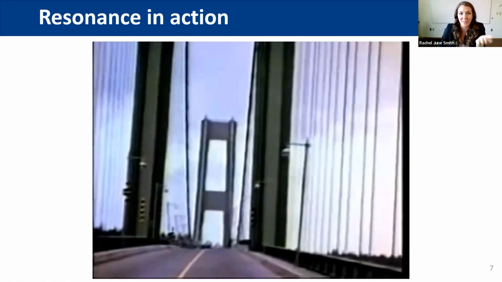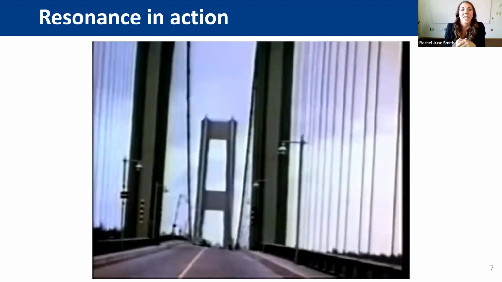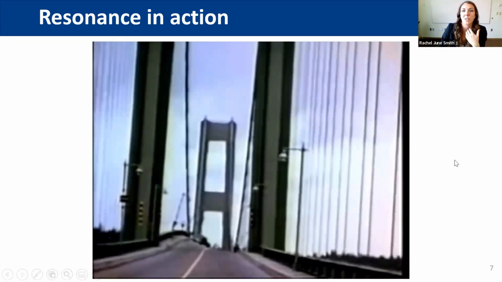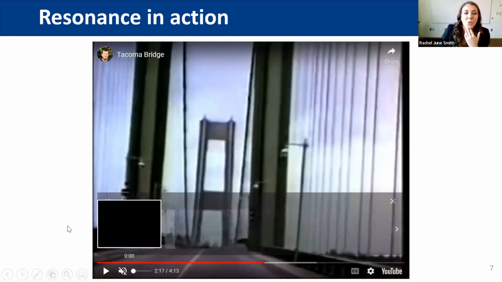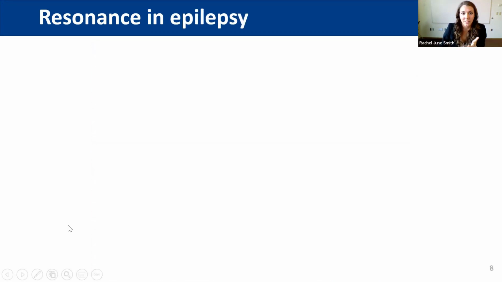And actually this bridge collapsed in 1940 because the wind was rocking it so much, hitting exactly the resonant frequency of the system, and it caused this whole bridge to collapse, right? So my hypothesis is, what if this theory can apply to all focal epilepsy, right?